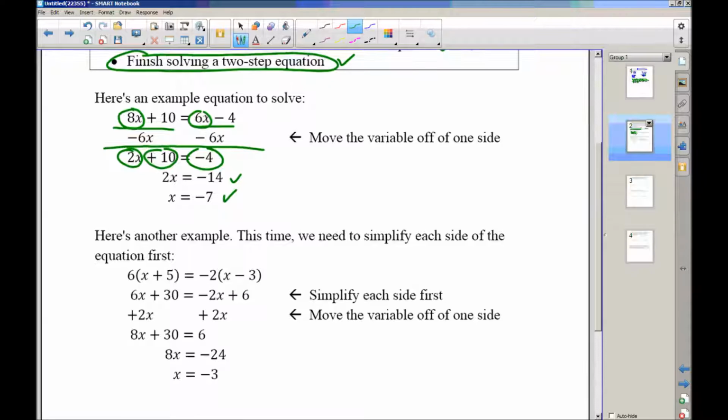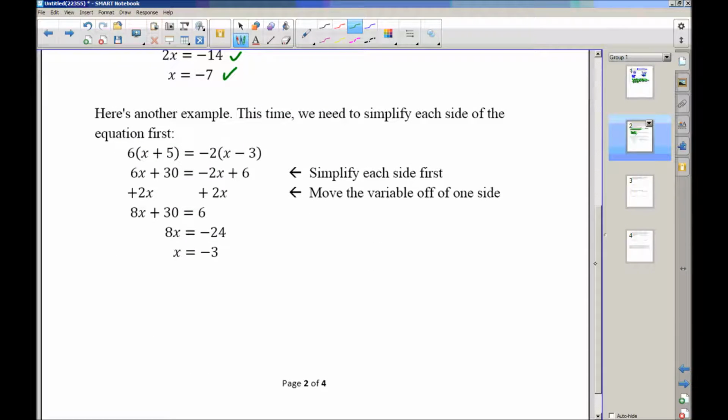Now, the next example is a bit trickier, because first we need to simplify each side of the equation. Okay? So the left side, notice, is not simplified. I have 6 outside the parentheses. Same with the right side. So I'm going to do the distributive property here. So 6x plus 30 is the left side. And negative 2x plus 6 would be the right side. Be careful when you distribute the negative, it changes the sign of both things inside.